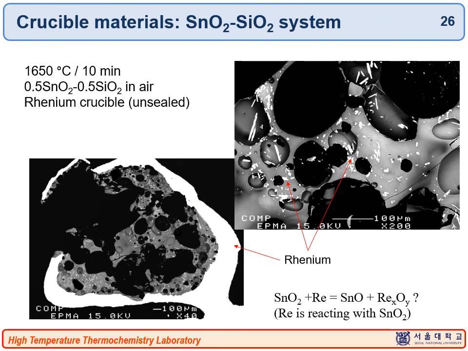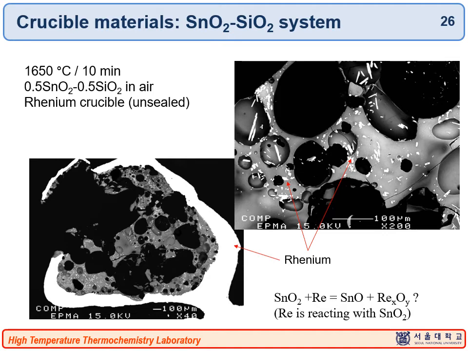The next challenge is the crucible material itself. We have to choose a proper crucible material which is inactive with the sample we want to study. For example, this is the tin oxide system. We had difficulty using a thin platinum capsule due to the high vapor pressure over SnO. So we always ran high temperature experiments at around 1600 degrees Celsius or 1650 degrees Celsius, and we tried to use a rhenium crucible, which is reported in the literature.